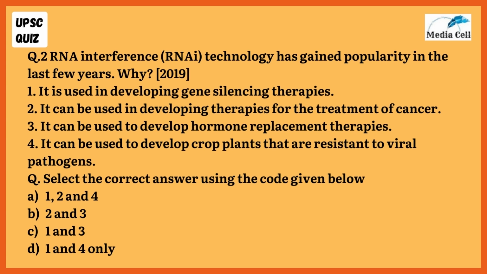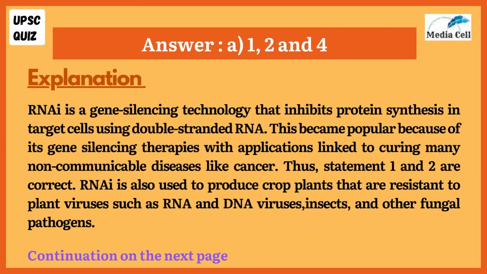Option A, 1, 2 and 4. Option B, 2 and 3. Option C, 1 and 3, or option D, 1 and 4. The correct answer is option A. RNAi is a gene silencing technology that inhibits protein synthesis in target cells using double-stranded RNA. This became popular because of its gene silencing therapies with applications linked to curing many non-communicable diseases like cancer. Thus, statement 1 and 2 are correct.